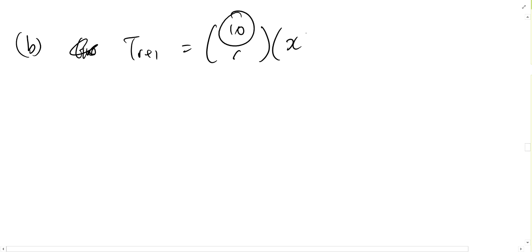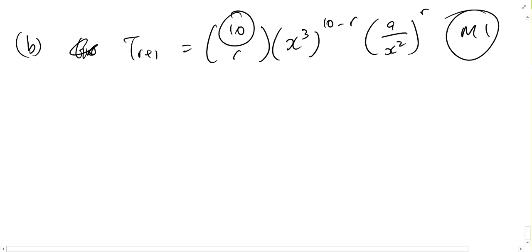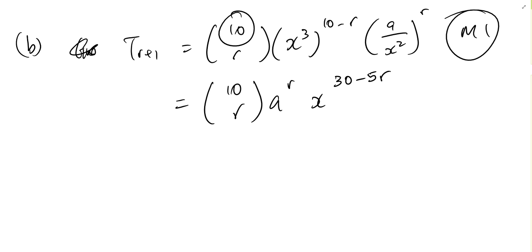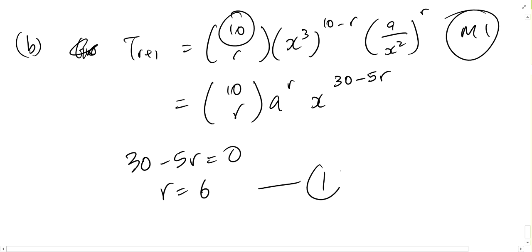And the last one, part B. Write down the general term, T R plus 1. As long as you show me 10 choose R, you must be having a 10 over here, x cubed to the power 10 minus R, a over x squared to the power R. You get 1 mark. Term independent of x, I told you to write out general term. You listen to my instructions, you get 1 free mark. So this is now simplified to become x power 30 minus 5R. Since term simplified here, no mark given. Since the term independent of x means power equals to 0, 30 minus 5R equals to 0, R equals to 6, you get 1 mark.